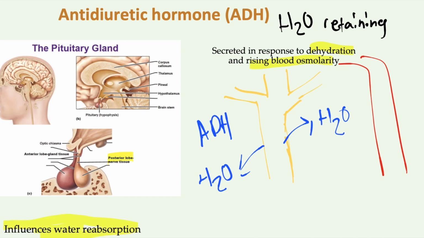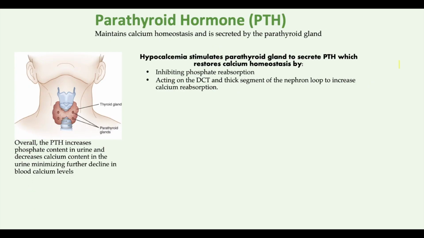So now let's talk about the parathyroid hormone. Alright, so now let's talk about the fourth and final hormone that regulates reabsorption of the distal convoluted tubule and the collecting duct. And that hormone is called the parathyroid hormone, also called PTH, which maintains calcium homeostasis and is secreted by the parathyroid gland, just right over here, as you can see. Now, the parathyroid hormone is stimulated by hypocalcemia, in which it stimulates the parathyroid gland to secrete PTH, which restores calcium homeostasis by inhibiting phosphate reabsorption and acting on the distal convoluted tubule and the thick segment of the nephron loop to increase calcium reabsorption.